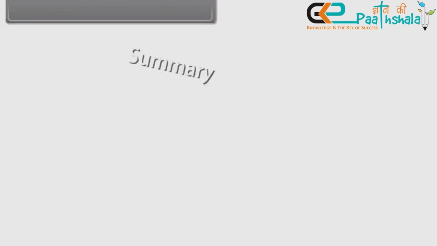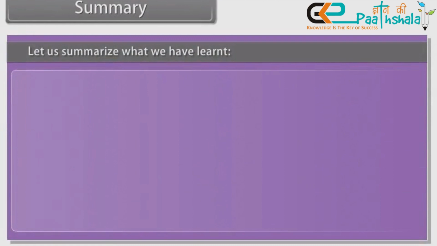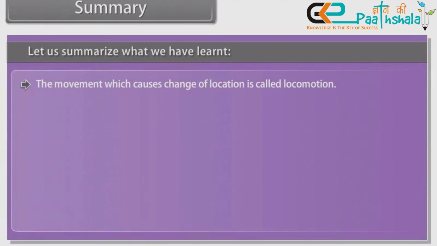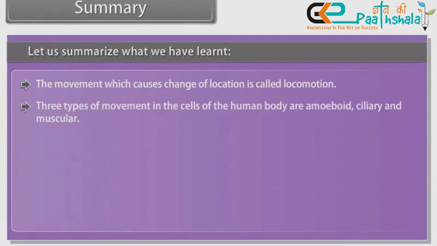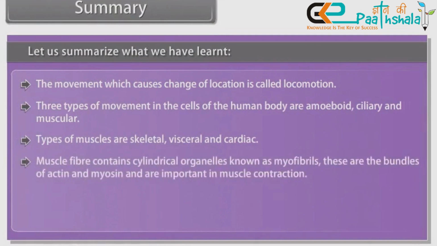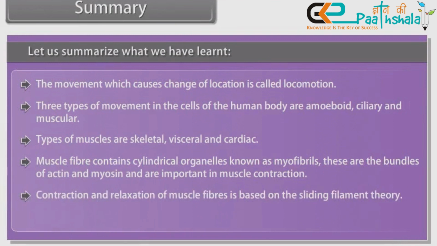Summary. Let's summarize what we have learnt. The movement which causes change of location is called locomotion. 3 types of movements in the cells of the human body are amoeboid, ciliary and muscular. Types of muscles are skeletal, visceral and cardiac. Muscle fiber contains cylindrical organelles known as myofibrils. These are bundles of actin and myosin and are important in muscle contraction. Contraction and relaxation of muscle fibers is based on the sliding filament theory.